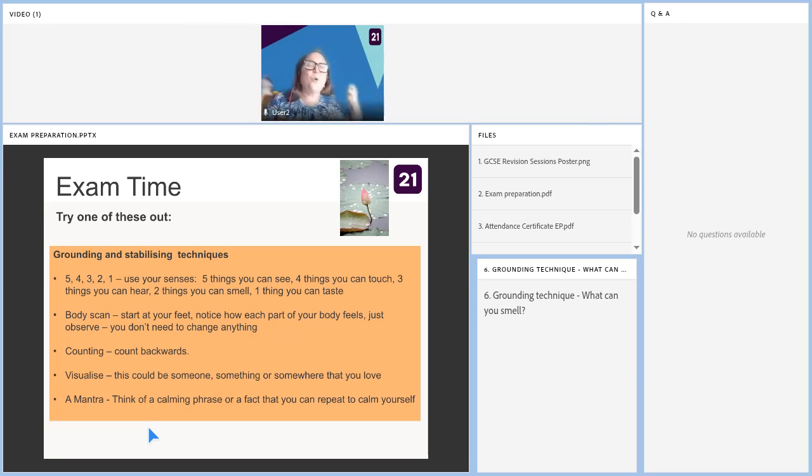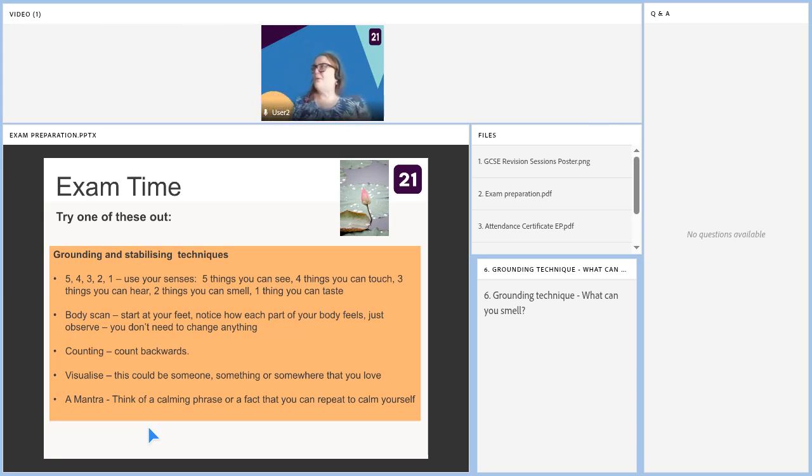But if you were out walking, maybe with a dog, maybe with your friends, or you're out shopping, think about grounding techniques, using your senses. When you're in your exam hall, 5 things you can see, 4 things you can touch, 3 things you can hear, 2 things you can smell, 1 thing you can taste.